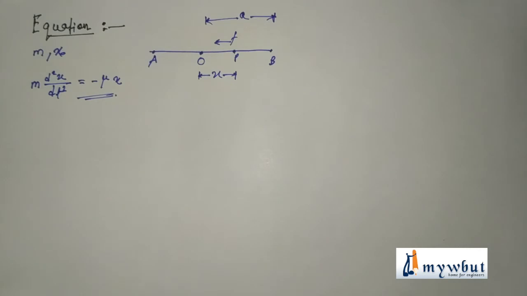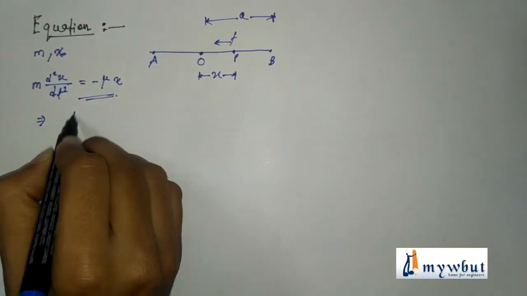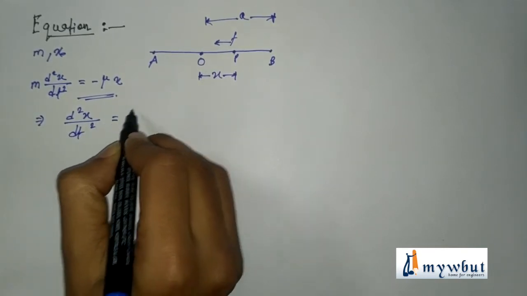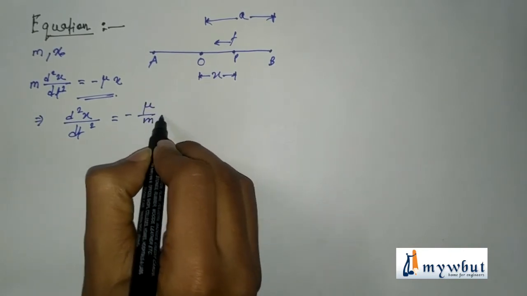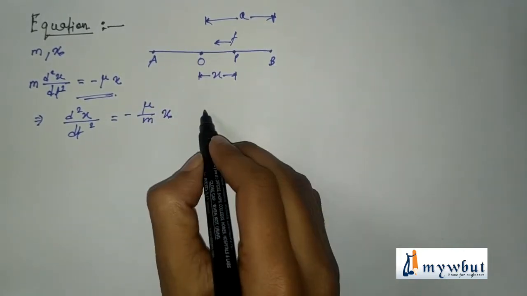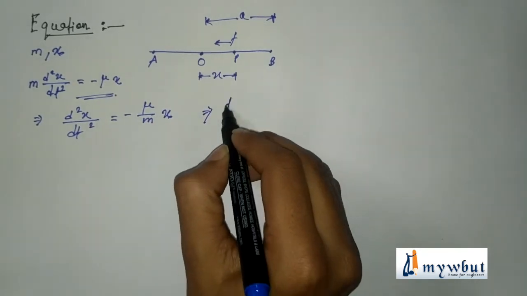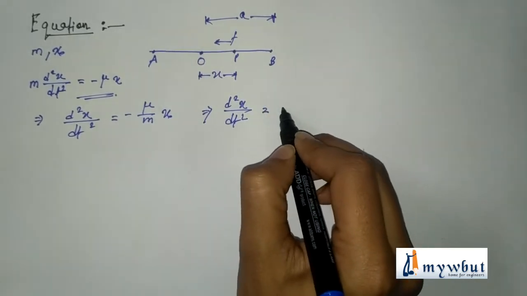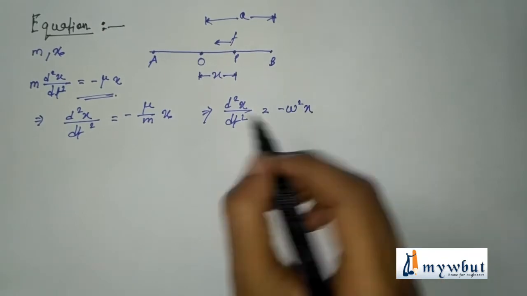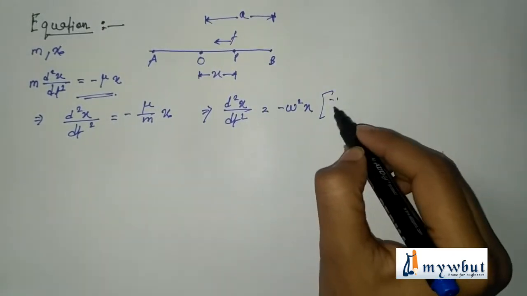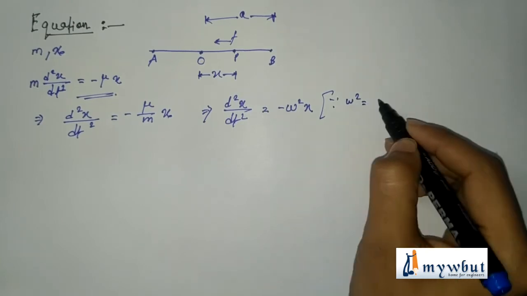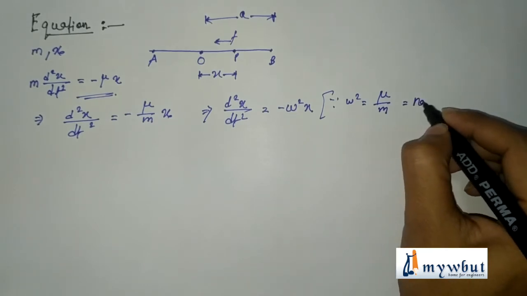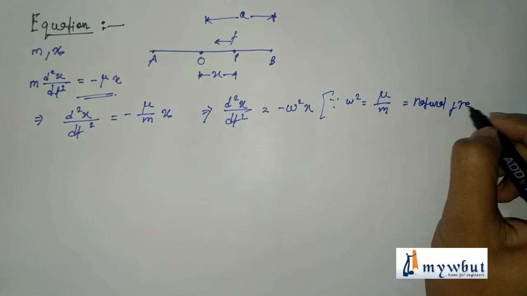This equation may be written like this. Solving it mathematically, it can be written as d square x by dt square equal to minus mu by m into x, or d square x by dt square equal to minus omega square x. Here we have considered omega square as mu by m, where omega is the natural frequency.